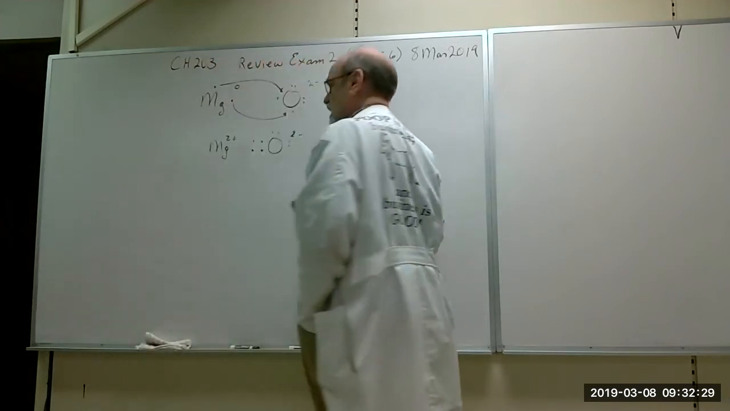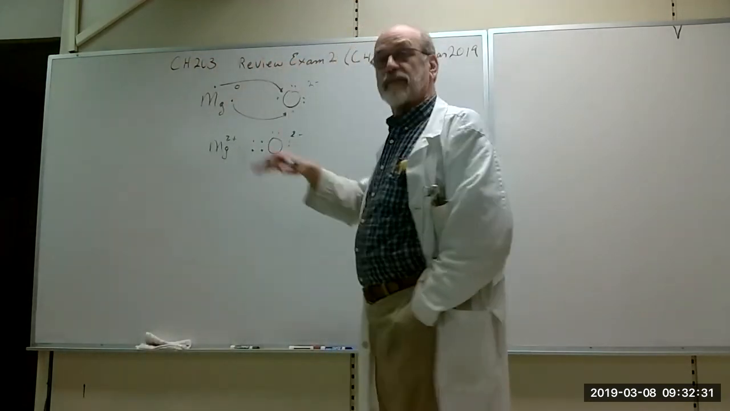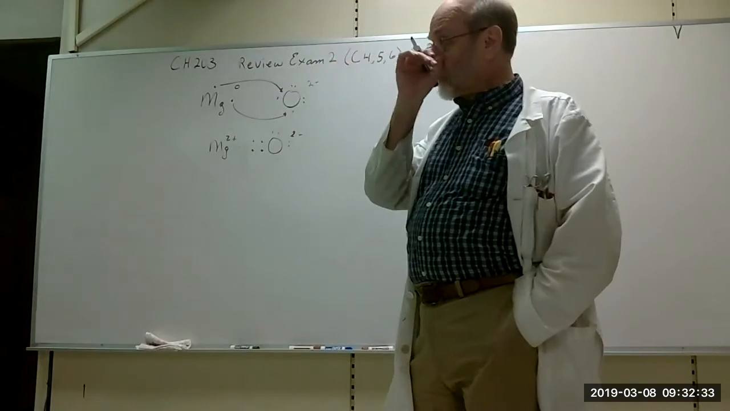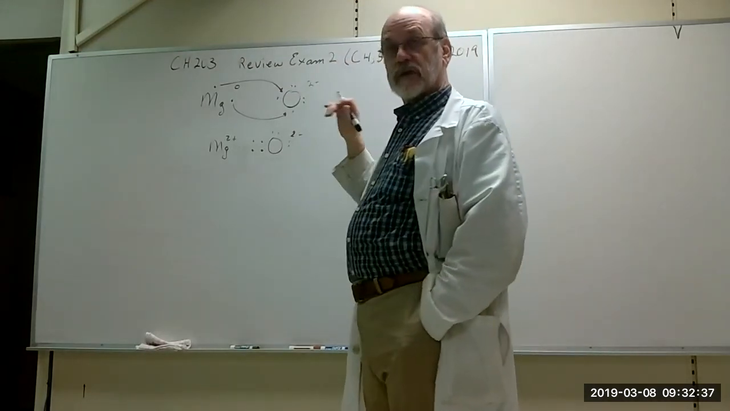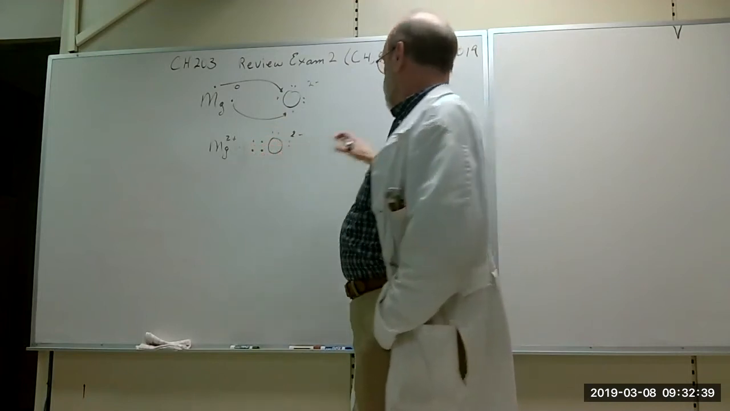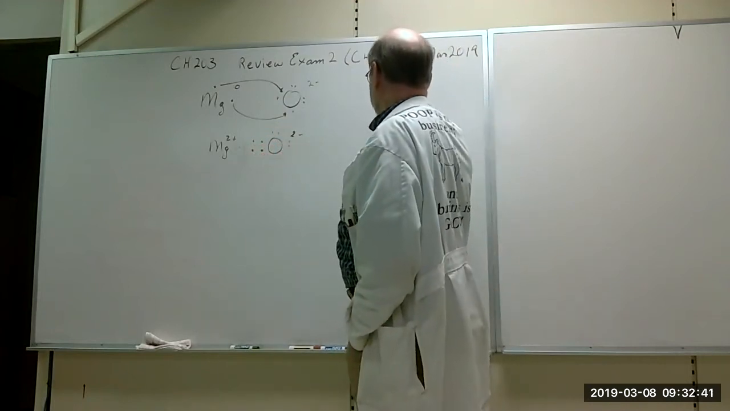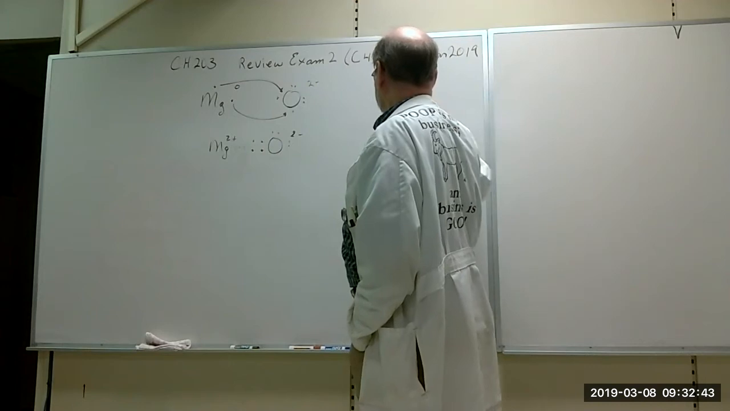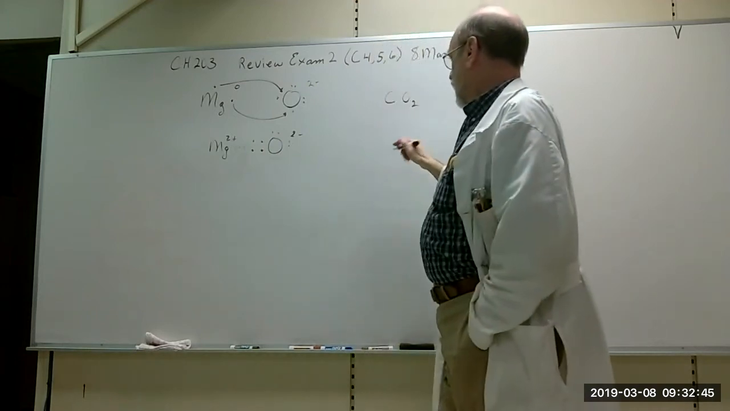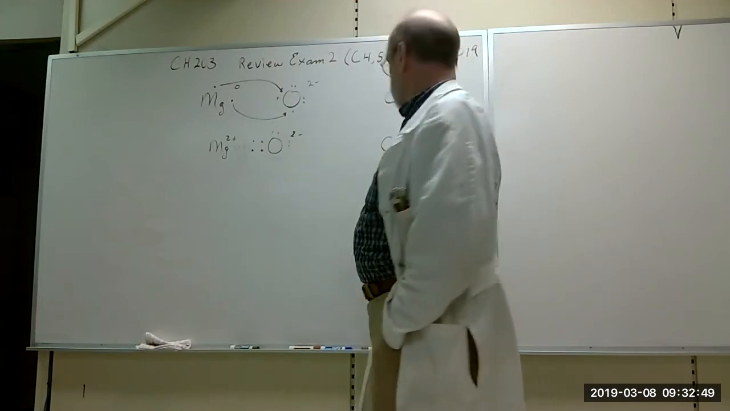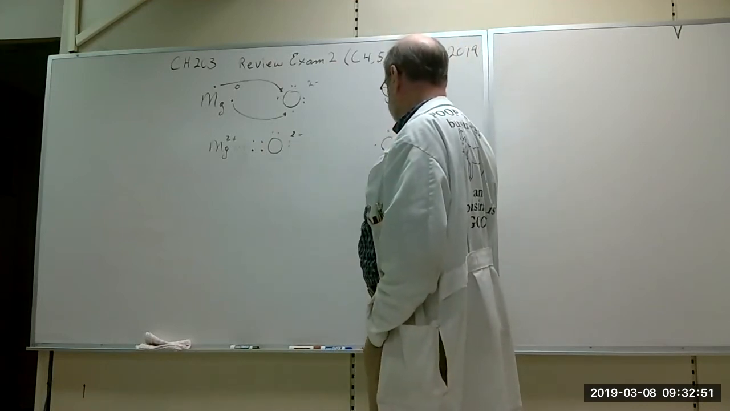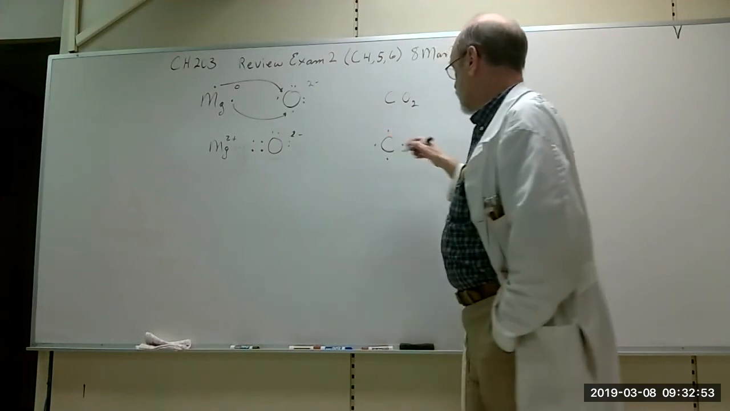But if we have a type 3 compound, where you have 2 nonmetals, then you're going to get sharing of electrons. So for the carbon dioxide, we're going to have carbon is going to have 4 electrons to start with. Oxygen is going to have 6.